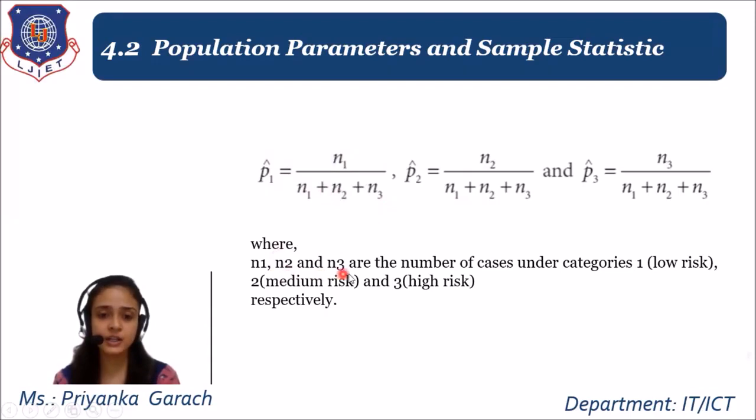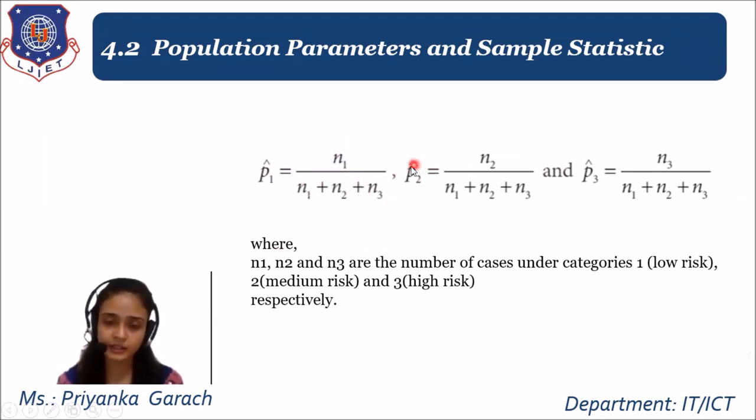Now what is this N1, N2 and N3? These are the number of cases under the categories, that is the low risk, medium risk and high risk. So for identifying the population or the people or the customers for the low risk category, the formula is like this, that is the total number of people in the low risk category divided by the total population, that is N1 plus N2 plus N3.